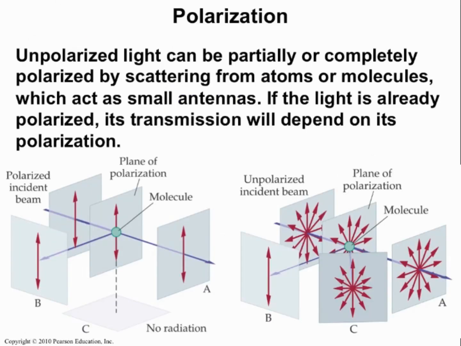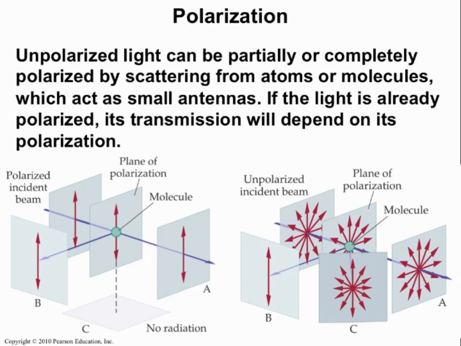Okay, now how can polarization happen? Well, polarization can happen artificially with polarizers, but it can also happen naturally. So unpolarized light can be partially or completely polarized by scattering from atoms or molecules, which act as small antennas. If the light is already polarized, its transmission will depend on its polarization. This happens especially by the scattering of blue light in the atmosphere. And we already talked about the scattering of blue light.